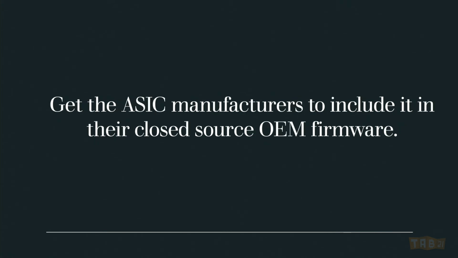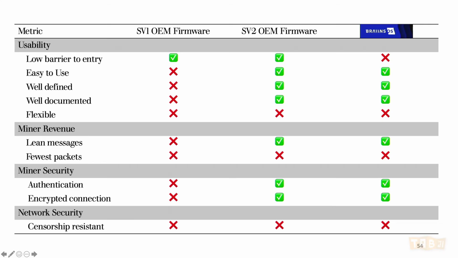And that's to get the ASIC manufacturers to implement Stratum V2 in their closed source OEM firmware. I think if we can get Stratum V2 functionally identical to Stratum V1, that Stratum V2 would unquestionably be adopted essentially overnight. So getting back to our metrics, if we are just looking at firmware now, we see that if we have Stratum V2 OEM firmware, we lose out on the same things as a third-party firmware, but we gain that low barrier to entry because the machines are already coming with Stratum V2 pre-installed.